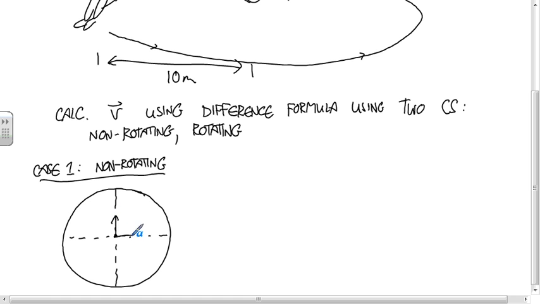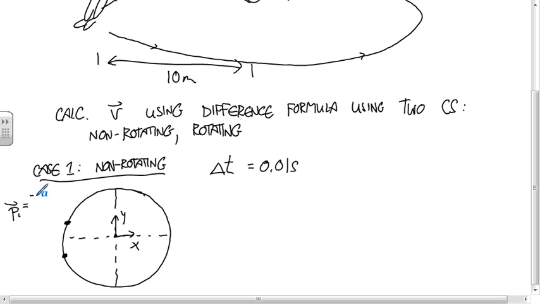Let's say this is our coordinate system, x and y, and we're going to look at instant 1 here and instant 2 here, and let's say that there's an elapsed time of 0.01 seconds between those two. Okay, so if that arm is 10 meters, then depending on the angle they're going through, position 1 as a vector in that coordinate system is a big negative x, a little positive y.